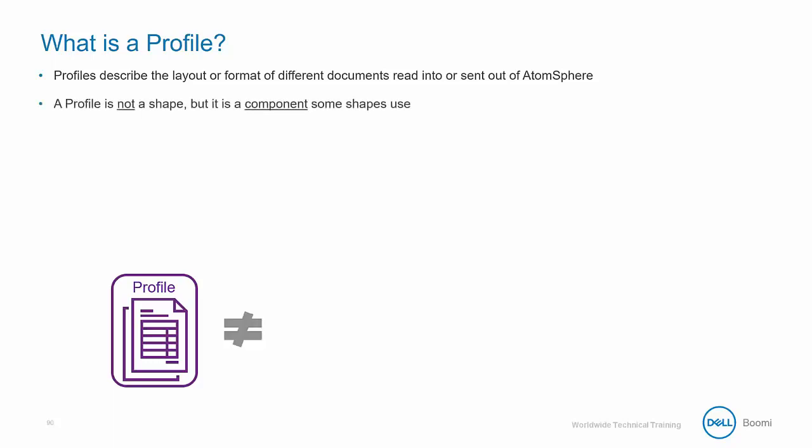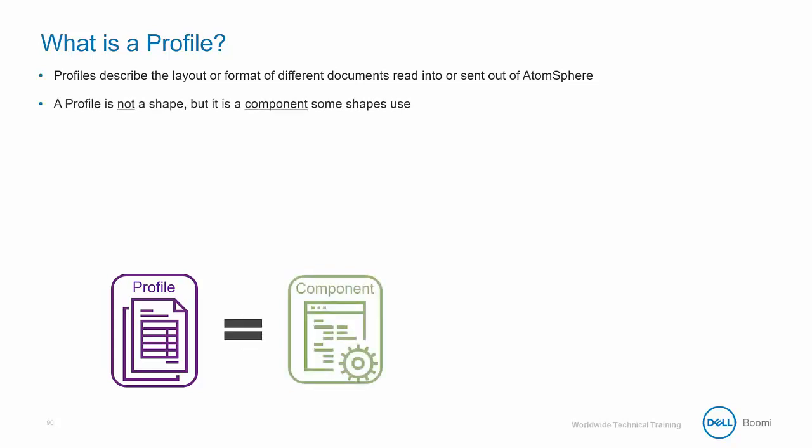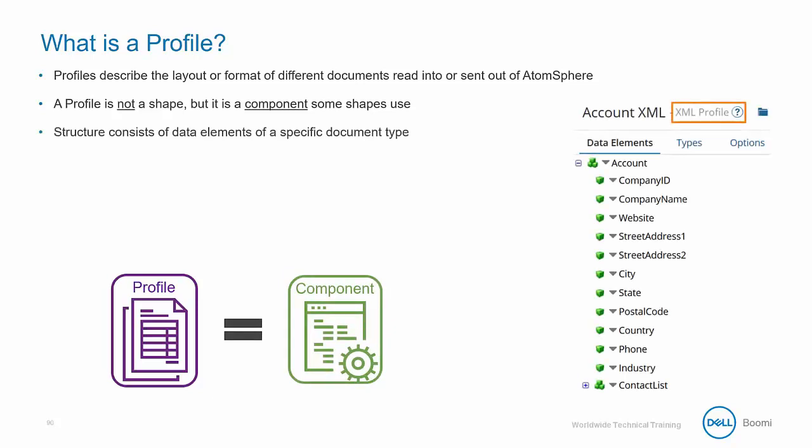It's important to understand that a profile is not actually a shape, but it is a component that some shapes use. The structure of each profile consists of data elements of a specific document type. The example shown to the right is an XML profile. Profiles are used in maps, and to map an XML document to a flat file, set up one profile that matches the layout of the XML file, and another profile that matches the flat file.